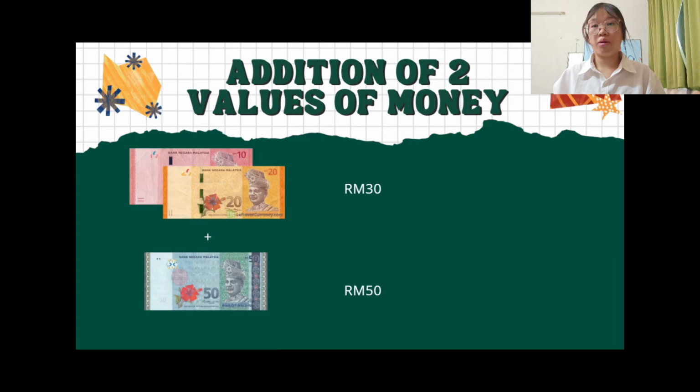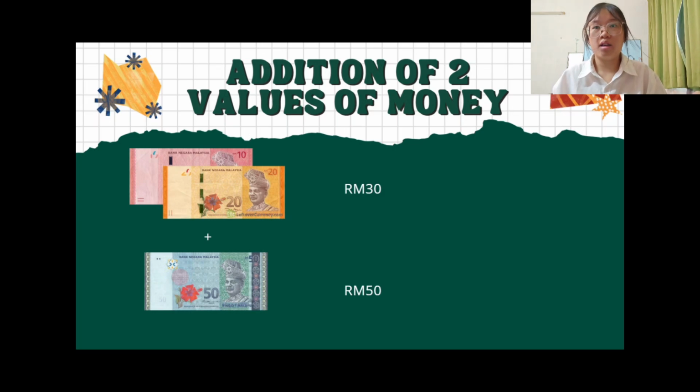Next, let's go into our lesson. Addition of two values of money. As we can see, we have two pieces of money, which is one piece of 10 ringgit and one piece of 20 ringgit. So, as a total, we have 30 ringgit. Besides, we have a piece of 50 ringgit. If we want to sum up together, how can we do it?